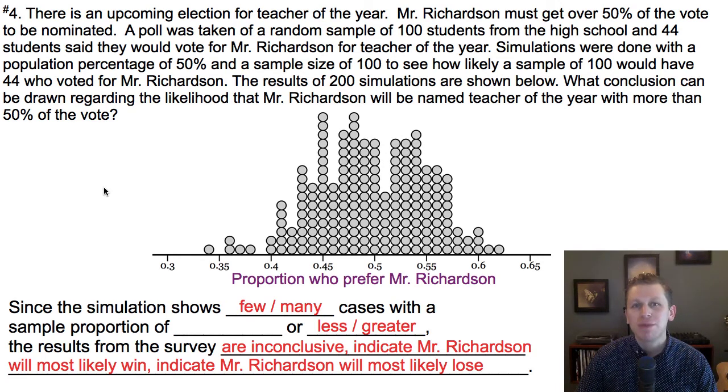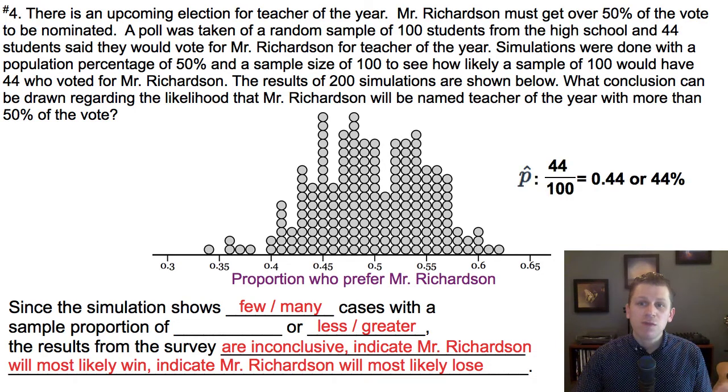What conclusion can be drawn regarding the likelihood that Mr. Richardson will be named Teacher of the Year with more than 50% of the vote? Well, let's see what happened here. I asked 100 students if they'd vote for me for Teacher of the Year, and only 44 said they would. So that means that 44% of those students thought I should be Teacher of the Year. But I actually need 50% of the votes in order to be Teacher of the Year.